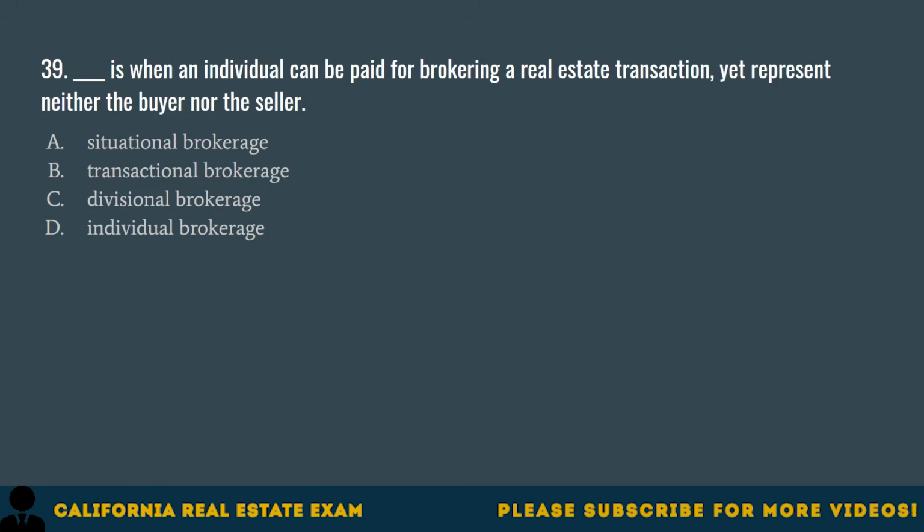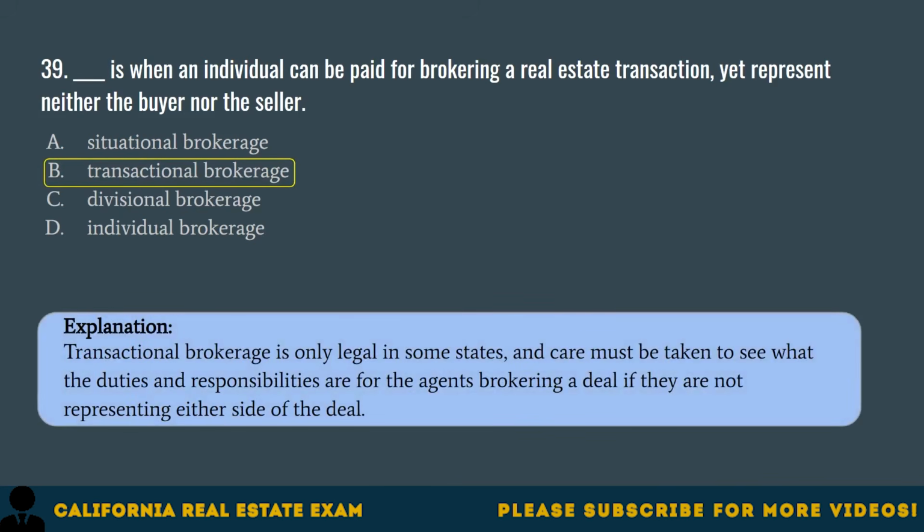Question 39. Blank is when an individual can be paid for brokering a real estate transaction, yet represent neither the buyer nor the seller. A. Situational brokerage. B. Transactional brokerage. C. Divisional brokerage. D. Individual brokerage. The correct answer is B. Transactional brokerage. Transactional brokerage is only legal in some states, and care must be taken to see what the duties and responsibilities are for the agents brokering a deal if they are not representing either side of the deal.